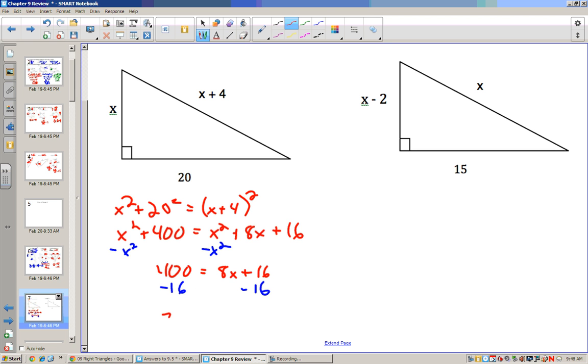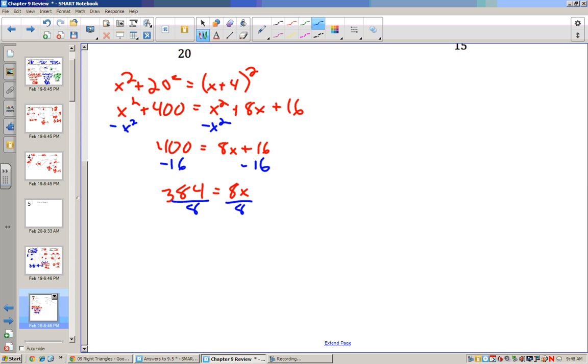and I'll get 384 is equal to 8x. I divide by 8, and 384 divided by 8 is 48. So that is our value for x.